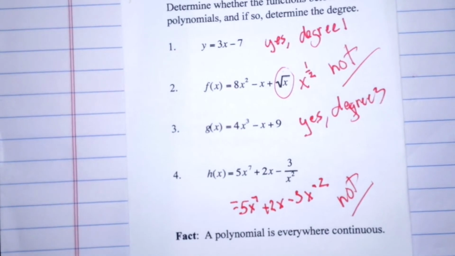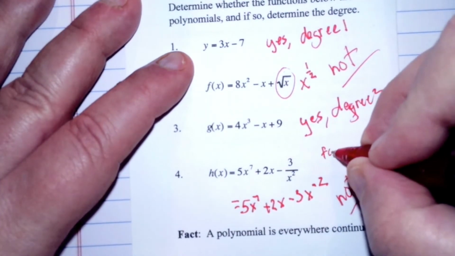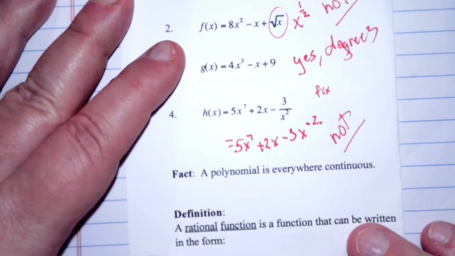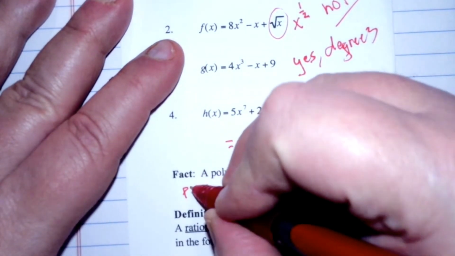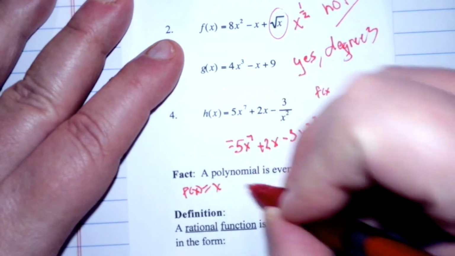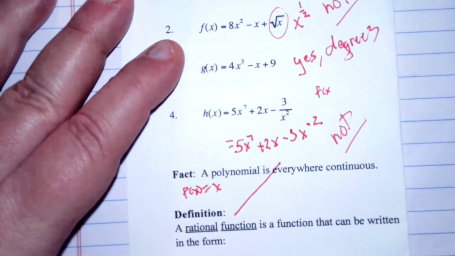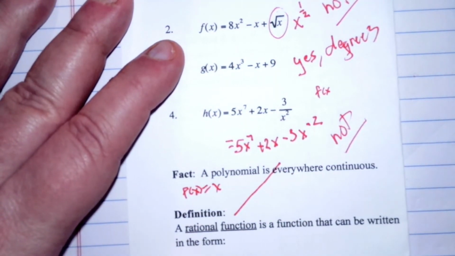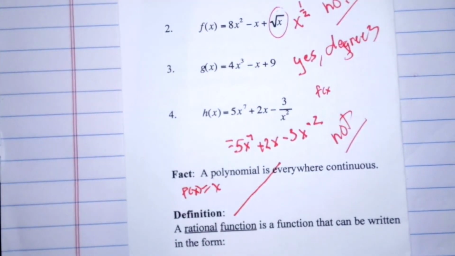Alright, here's a nice fact. A polynomial is everywhere continuous. A polynomial does not have a single discontinuity. And why should that be? Well, first of all, the function f of x equals x is continuous everywhere, right? That's just a line, passes through the origin with slope 1.